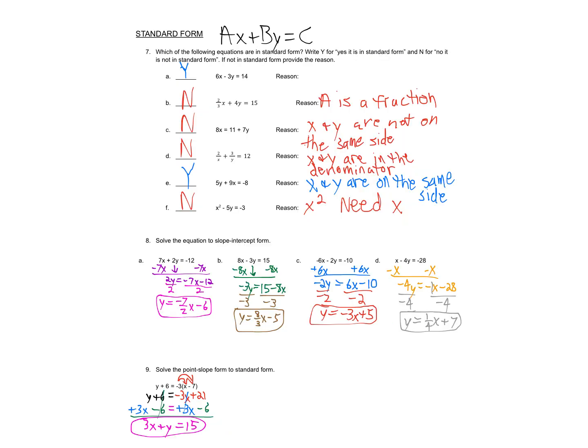Now let's look at standard form. Standard form, we have ax plus by equals c. A, b, c are integers. In some definitions, a has to be a positive. Remember, this integers means there's no decimals, no fractions. X and y are on the same side for standard form with your number on the other side.